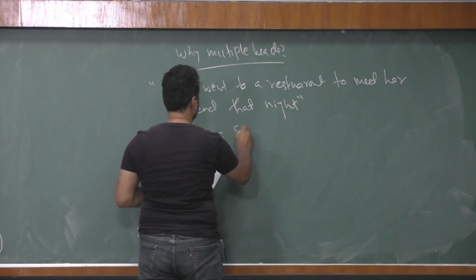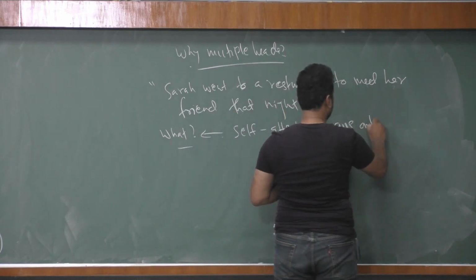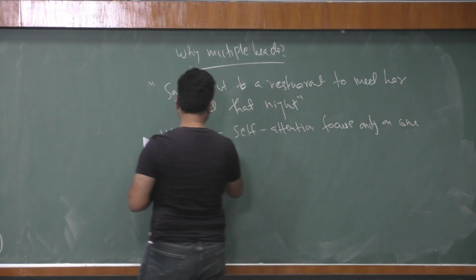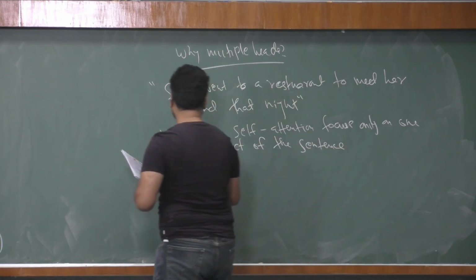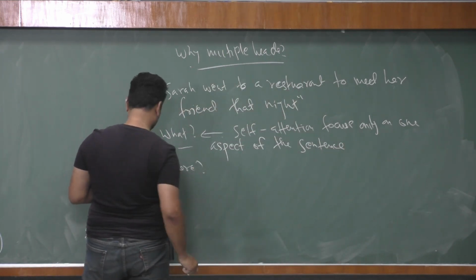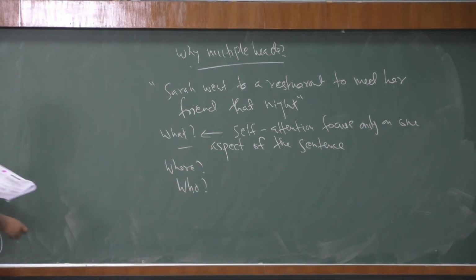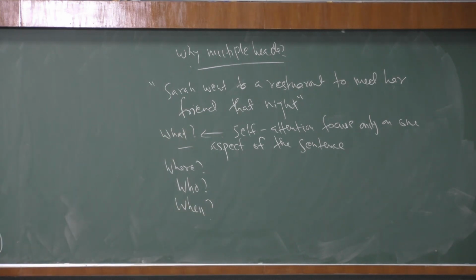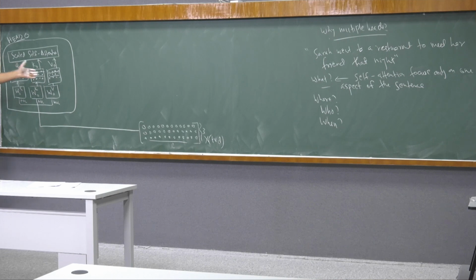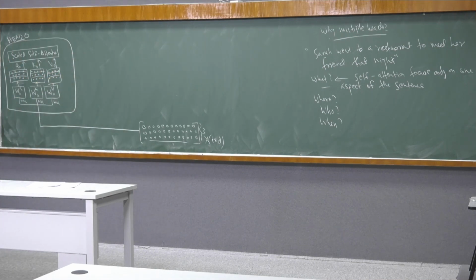For instance, self attention focuses only on one aspect of the sentence, but there are many other aspects, like where Sarah is going to meet, whom she is going to meet, and when she is going to meet. If you use just one self attention, then it may put focus on one of the words, let us say what only, and won't look into other contexts like who or when. So this helps when you have multiple heads.